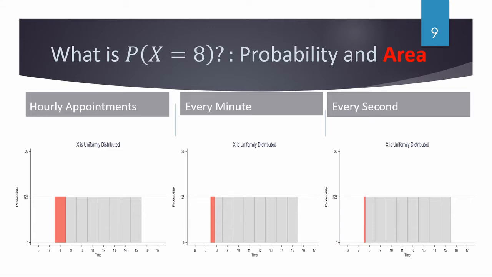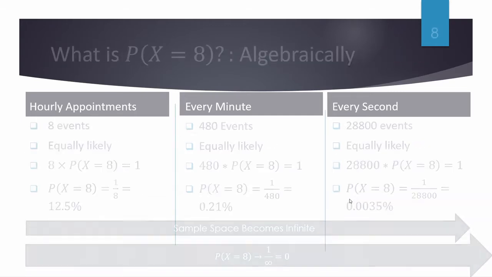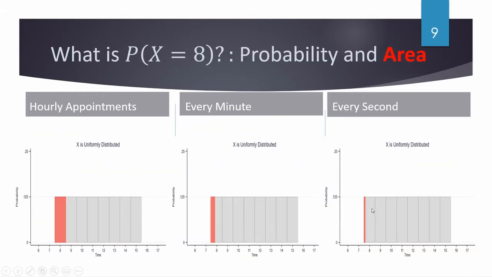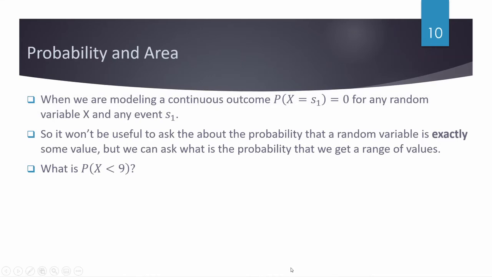And finally, if we were to look at this outcome where we could have an appointment scheduled every second, we would see that instead of having the width of our little red rectangle be 1 hour or 60 minutes, or in this case, 1 minute out of the period, it is 1 second out of the possible 3,600 seconds that could take place at 8 a.m. So the width of our rectangle here would be 1/3,600. The height is 0.125. And when you multiply those two things together, you're going to get your 0.0035%.